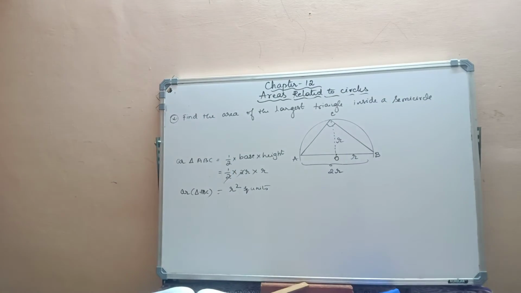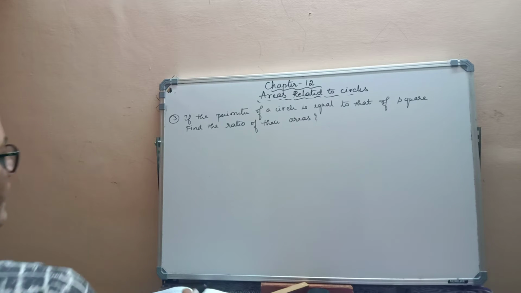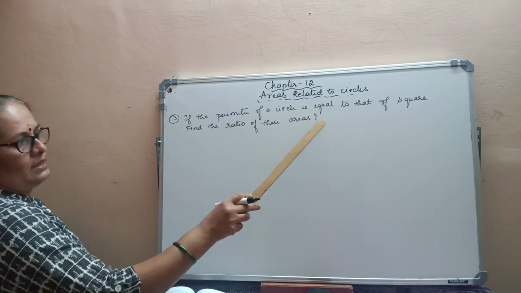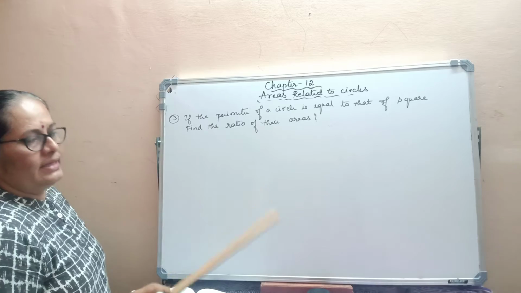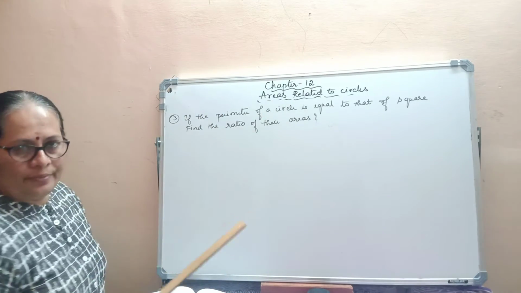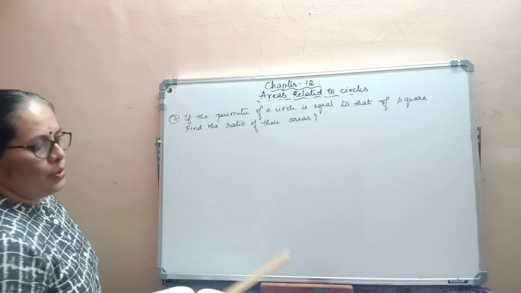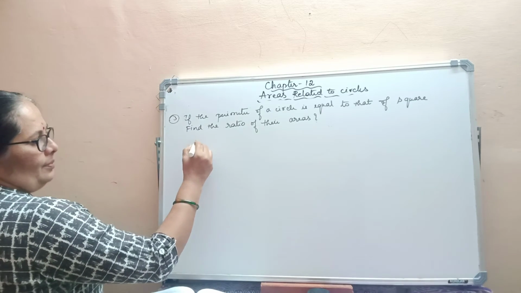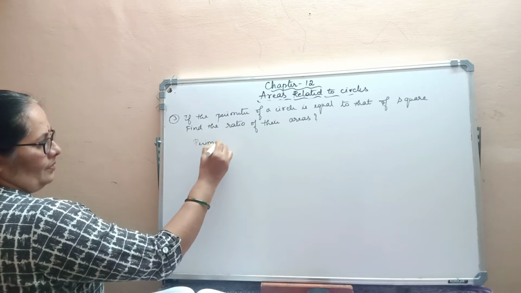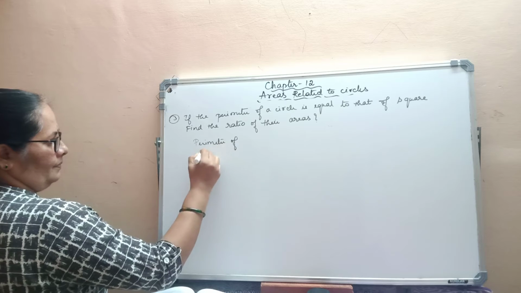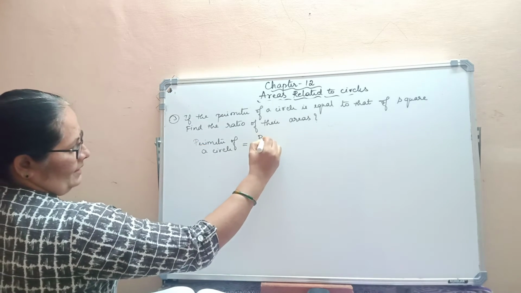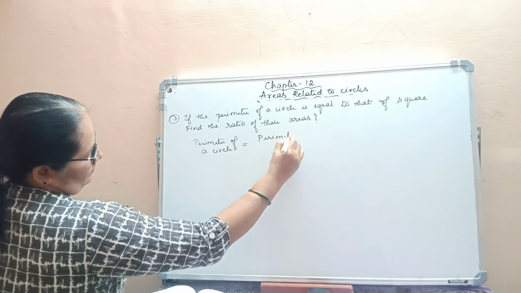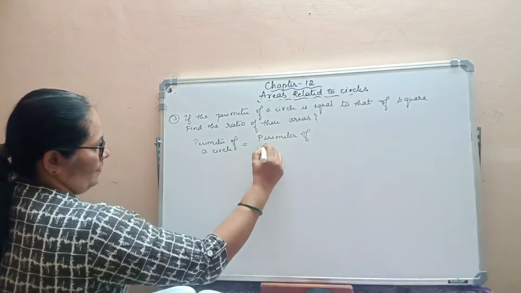Next is, if the perimeter of a circle is equal to the perimeter of a square, find the ratio of their areas. Perimeter of a circle is equal to perimeter of a square.